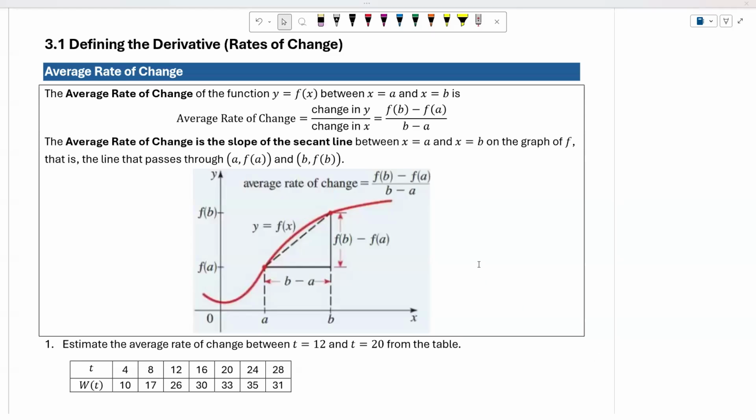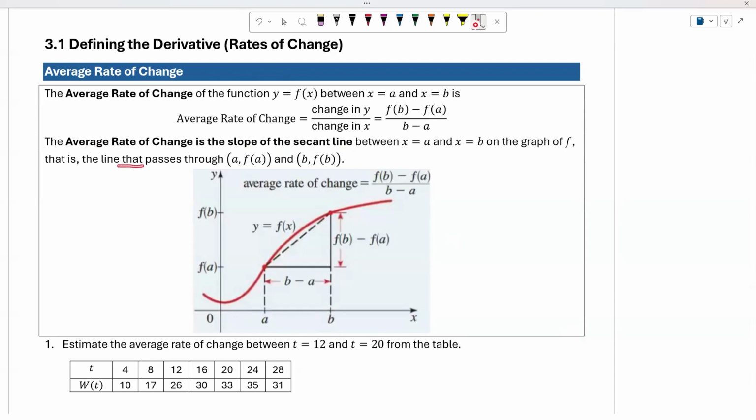In this lecture, we will talk about defining the derivative, which is related to the rate of change. Okay. First, let's talk about the average rate of change. The average rate of change is the slope of the secant line. This is the secant line right here, between x equal to a and x equal to b on the graph of f.